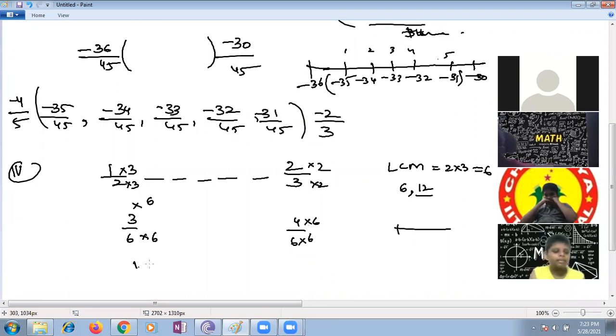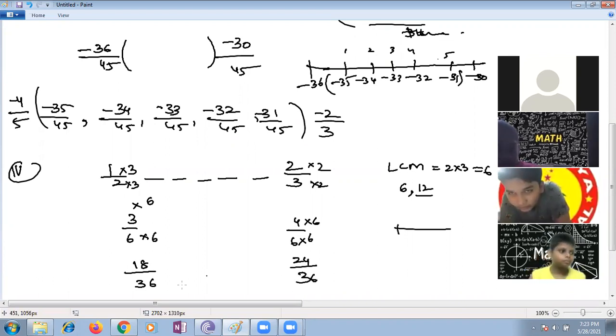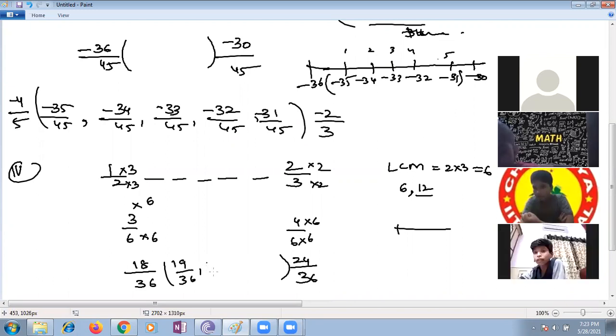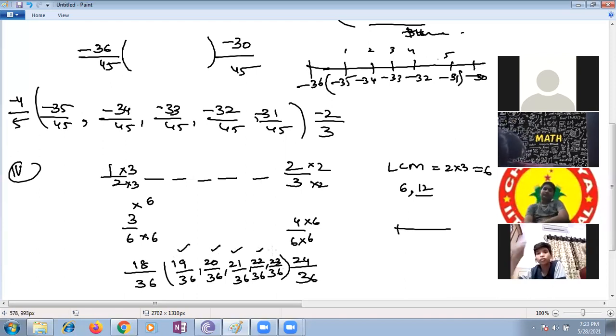3 sixes are 18, 6 fours are 24... 36. Now you check, children, how many rational numbers you are getting in between. 18 by 36, 19 by 36, and 20 by 36, and 21 by 36, 22 by 36, and 23 by 36. 1, 2, 3, 4, 5 rational numbers we are getting. Yes, ma'am. 19 by 36, 20 by 36, 21 by 36, 22 by 36.